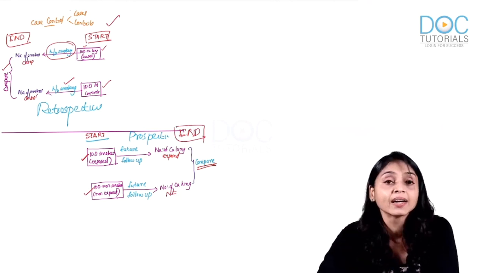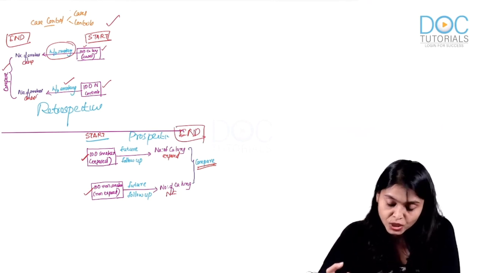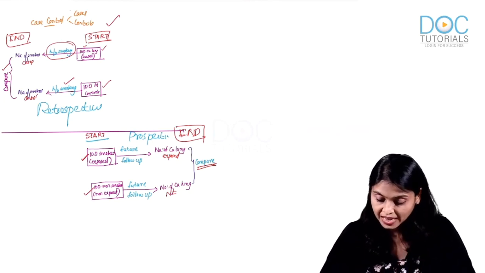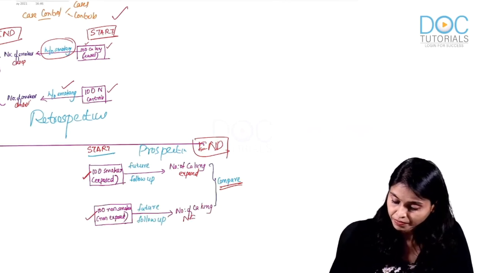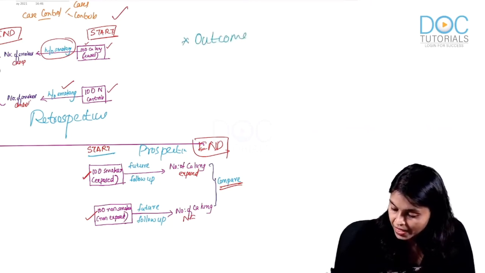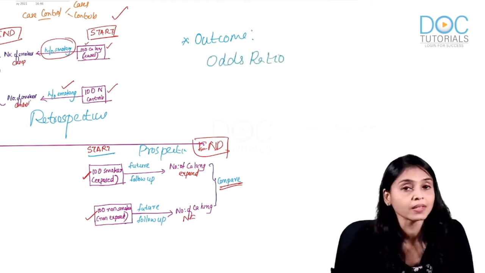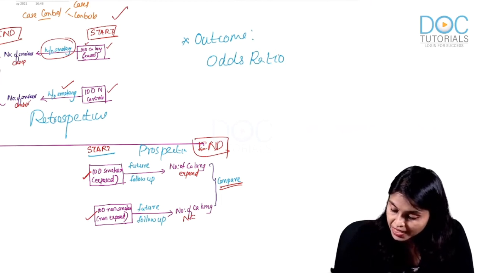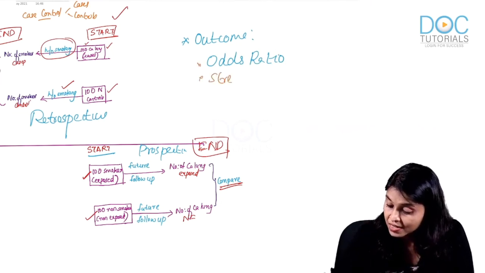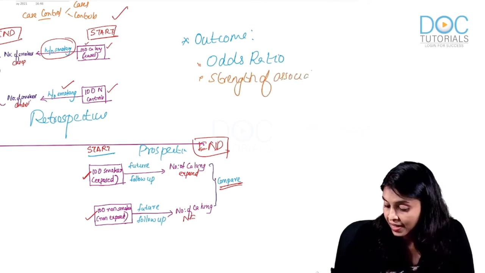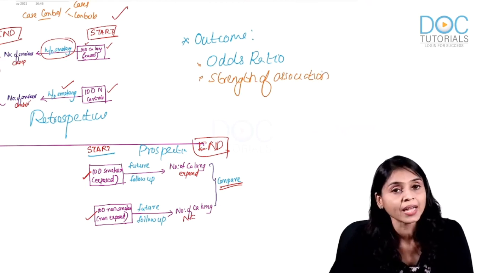Now, let's see what the outcomes are in each of these. We are not going into details, only the MCQs. The outcome that you study in a case control is odds ratio. Outcome is odds ratio in case control. And next MCQ, odds ratio will give you the strength of association. So strength of association in a case control is given by odds ratio.